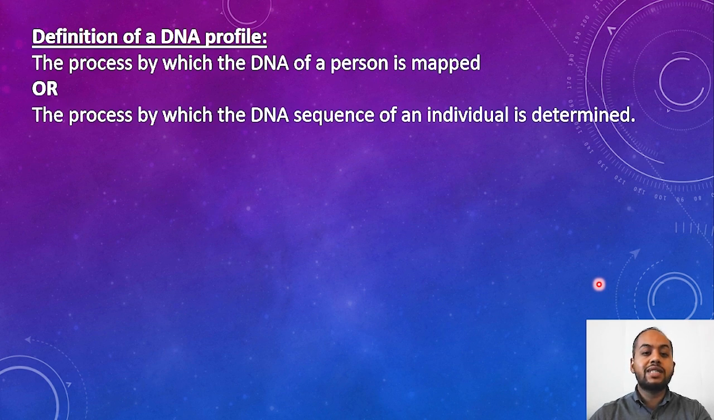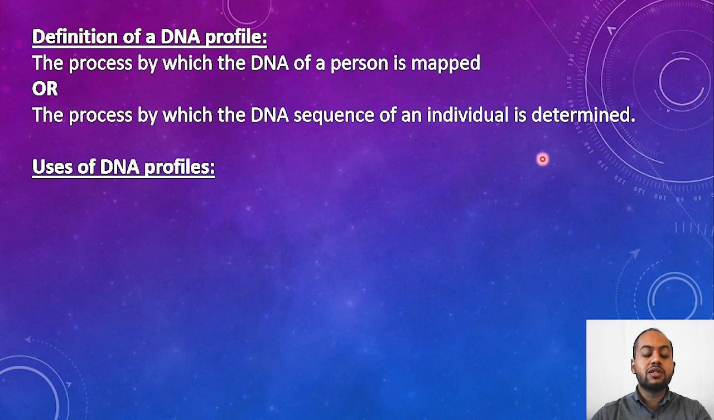So remember we said that DNA is going to hold hereditary information. So if you are looking at your DNA profile, you're taking all your hereditary information, your DNA characteristics, and you're going to be arranging it in the form of bars. And we'll look later on at exactly how this is going to occur. So if you're defining the DNA profile, you can either say the process by which the DNA of a person is mapped, or you could say the process by which the DNA sequence of an individual is determined.